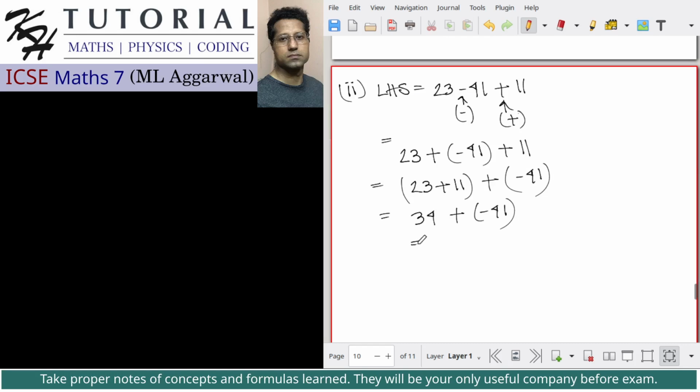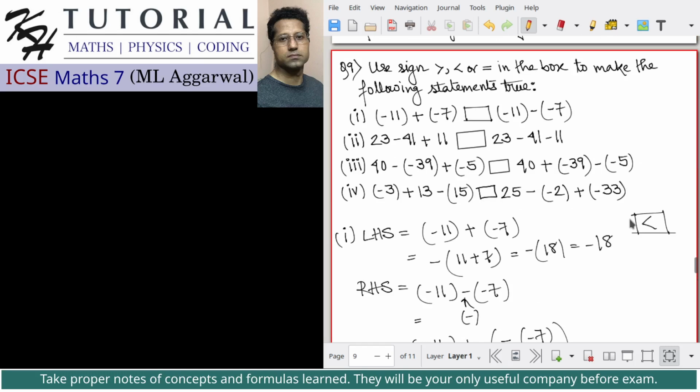Okay. Now this is addition of one negative and one positive integer. So I have to subtract the numerically lesser value from the numerically greater value, and that will be 41 minus 34, as 34 is the numerically lesser value between 34 and minus 41, and since minus 41 is the numerically larger value, its sign is negative, so the final sign will be negative. So now this is minus of 41 minus 34 is 7. So this is minus 7. LHS is minus 7. So what will be the RHS? 23 minus 41 minus 11.